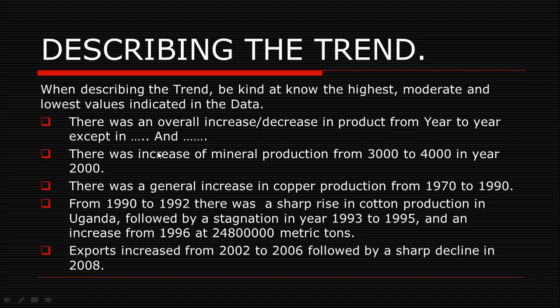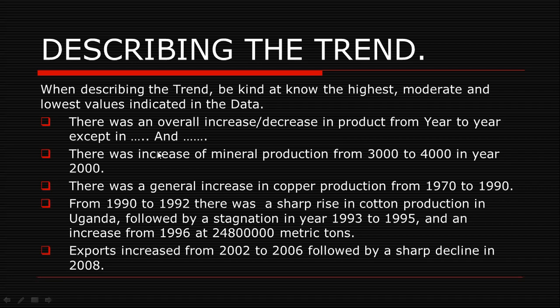Now, what are the qualifiers? When we talk of qualifiers, they are things that make your answers right. If I am saying there is a general increase, the next thing is to give the figure and the year. There was a general increase in copper production from 2,000 to 5,000 in 1997.